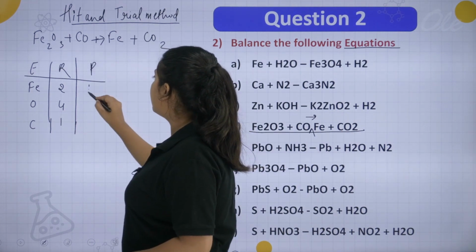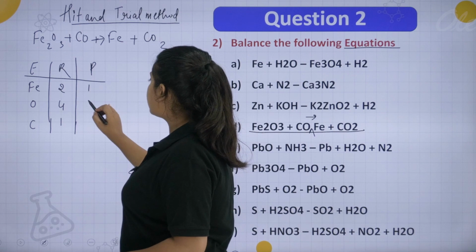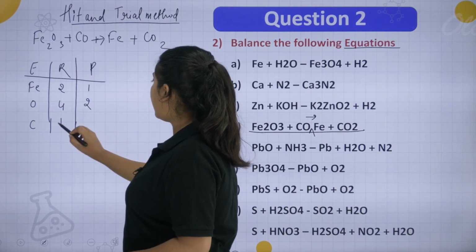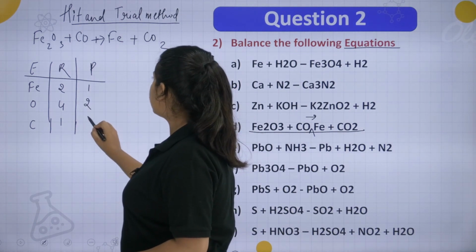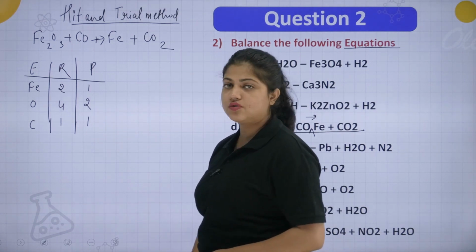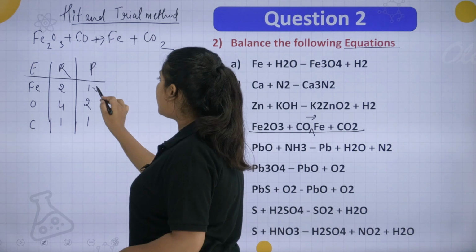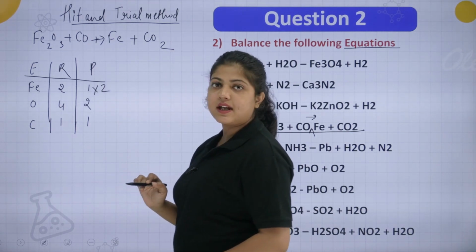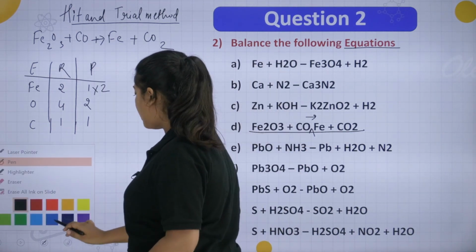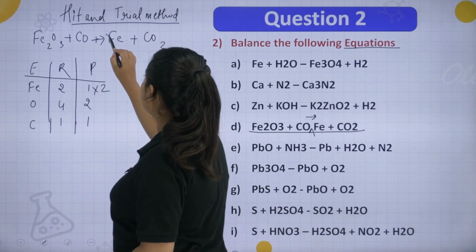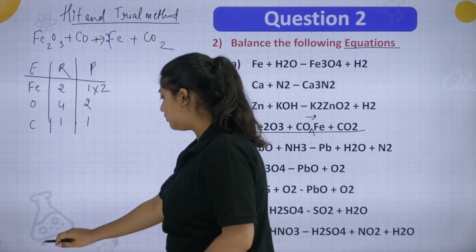On the product side, there is only 1 iron atom, oxygen total 2, and here carbon is also 1. So first, we need to balance the iron. In order to balance the iron, we can multiply this side by 2, right? So what will happen here? We can write this as 2Fe.